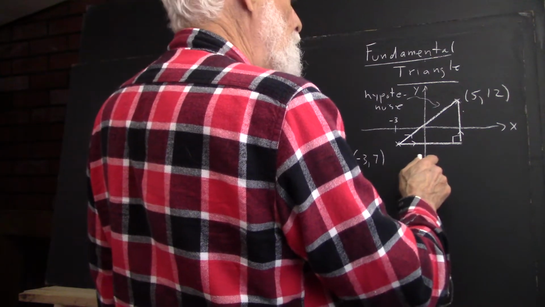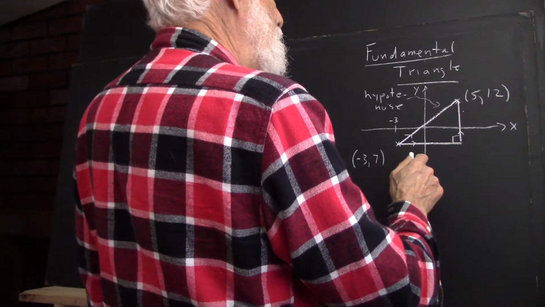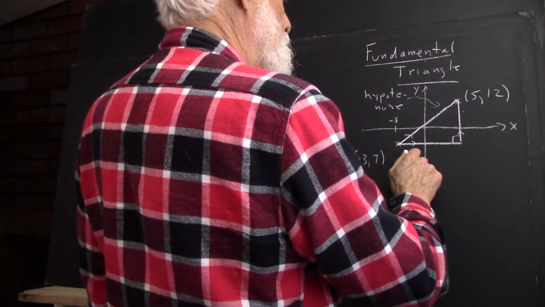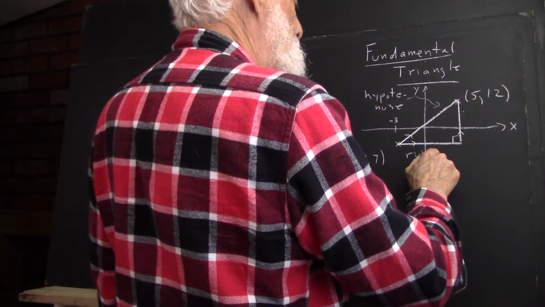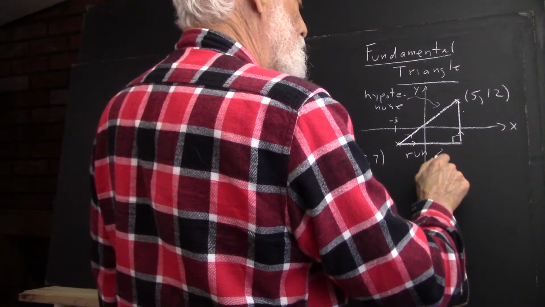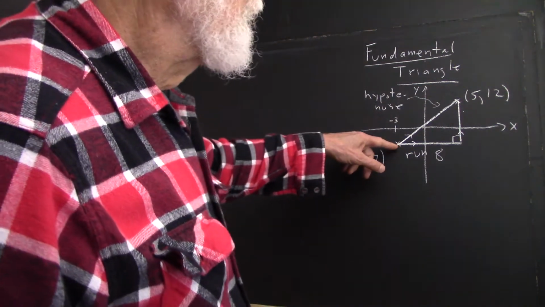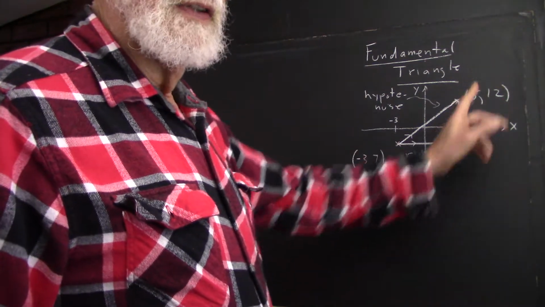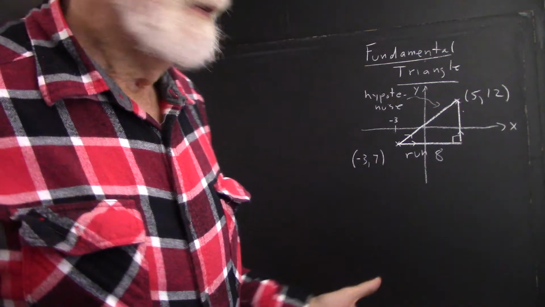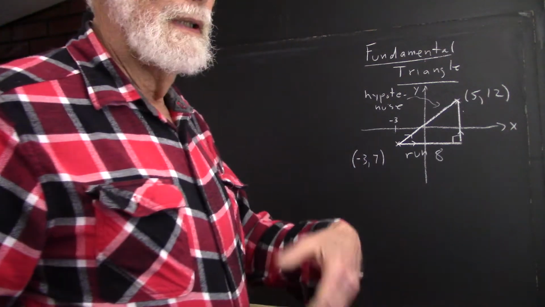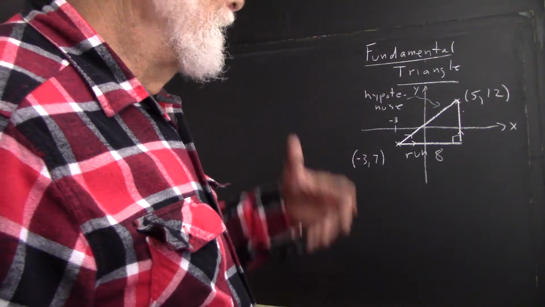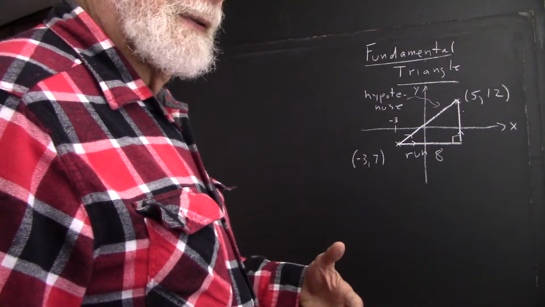So this side is a run of 8. Okay, now we're going to call this side the run, we're going to call this side the rise, and if you're in this pre-calculus course you know what I mean by rise and run, and you know that slope is rise divided by run.